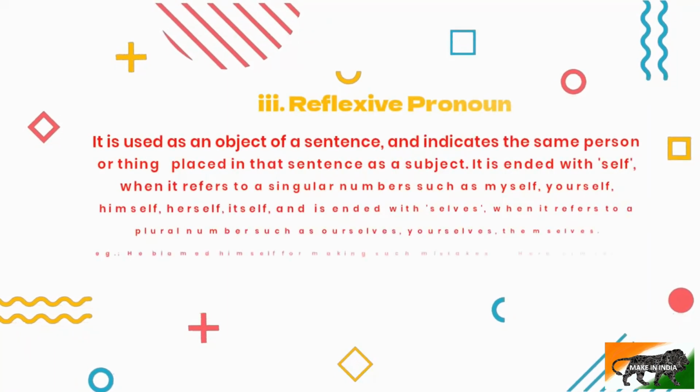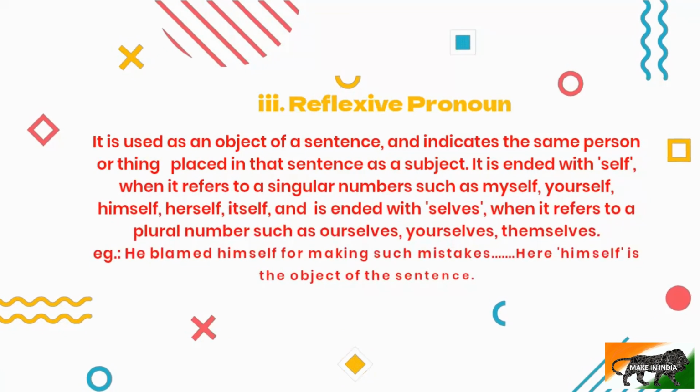Next comes the reflexive pronoun. It is used as an object of a sentence, and indicates the same person or thing placed in that sentence as a subject. It ends with self when it refers to a singular number, such as myself, yourself, himself, herself, itself, and ends with selves when it refers to a plural number, such as ourselves, yourselves, themselves. For example, he blamed himself for making such mistakes. Here himself is the object of the sentence.